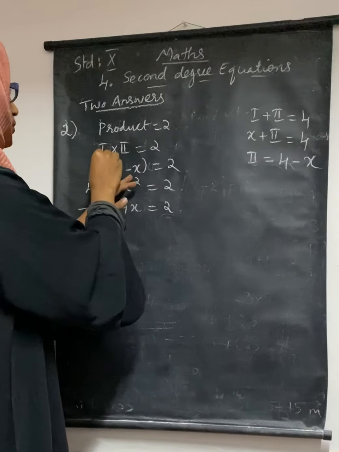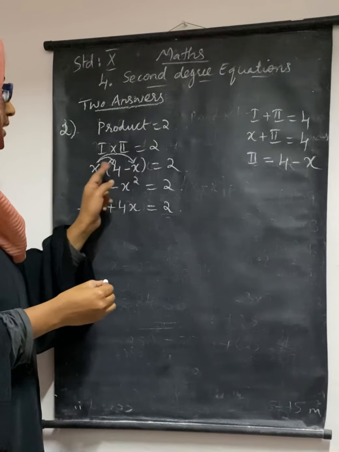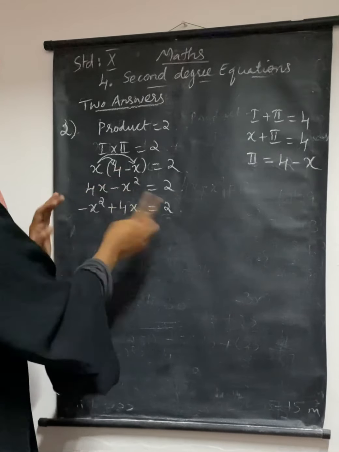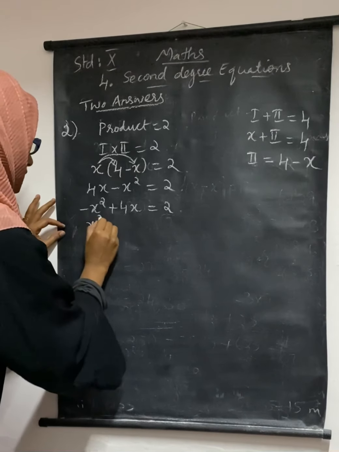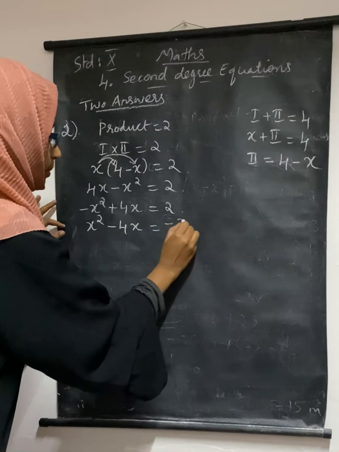So I want to multiply inside the first number and the second number. 4x minus x square is equal to 2. Now I am going to write this changing the position. Now this is minus, and I want to make it positive, so this sign will change. Plus becomes minus and here also minus.